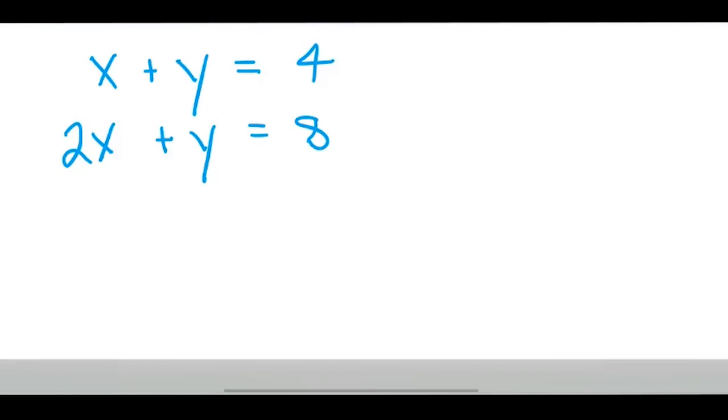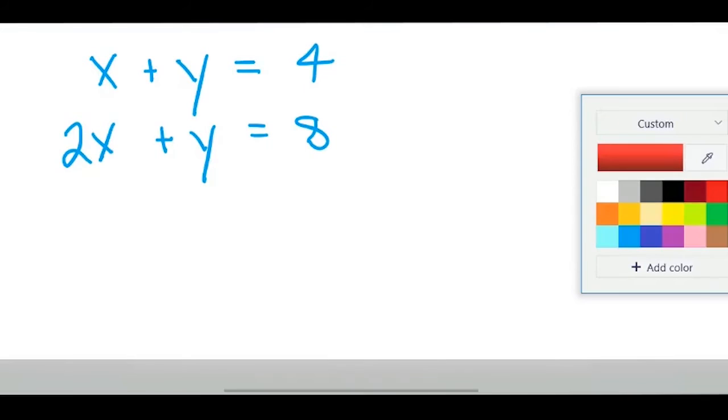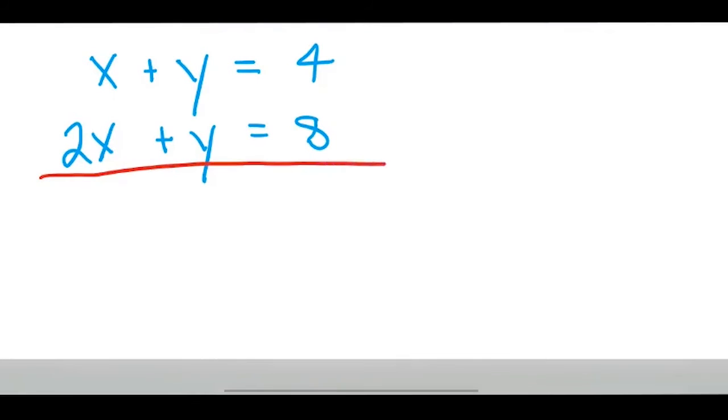Notice that I don't have anything to cancel here. So if I put my line here, nothing cancels. If I were to try adding x plus 2x, that's 3x, and then y plus y, that's 2y. Nothing cancels. So what I'm going to try now is subtraction, okay?